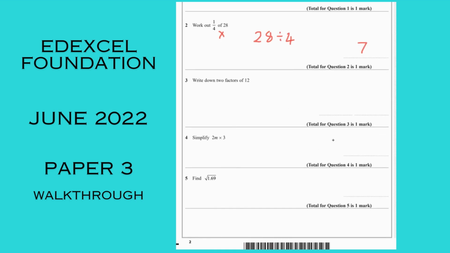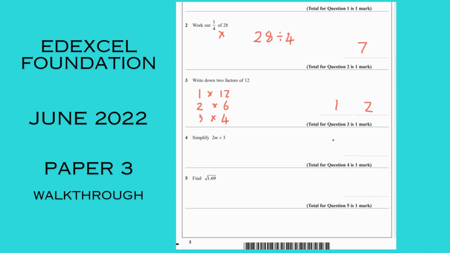Write down 2 factors of 12. When listing factors, I do prefer to pair them up so you don't miss any out. If you do, you miss 2 out. Never mind. Any of those will suffice.